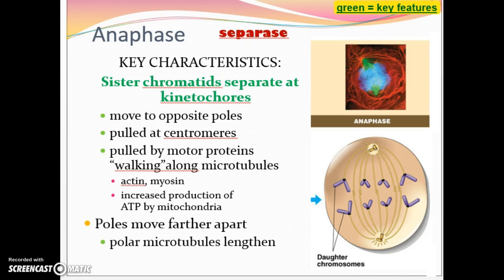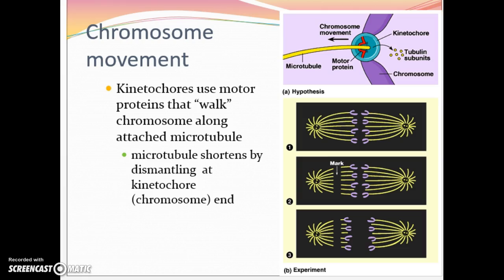So that's how the spindle actually disappears. What is believed is that the contributions of these two different mechanisms or pathways vary among cells according to the type of cell it is. But all of this is going to take ATP, which is really interesting. This is another diagram showing the kinetochores using motor proteins to walk the chromosome along the attached microtubule, and the microtubule shortening by dismantling at the kinetochore.